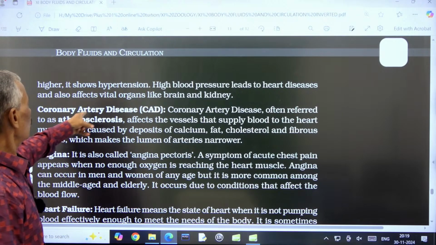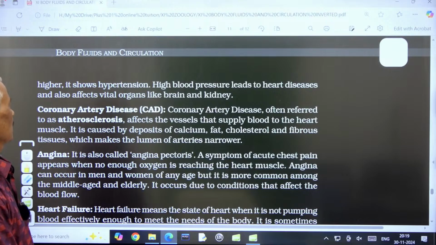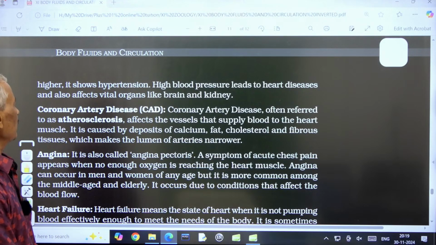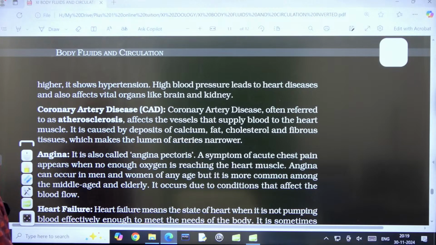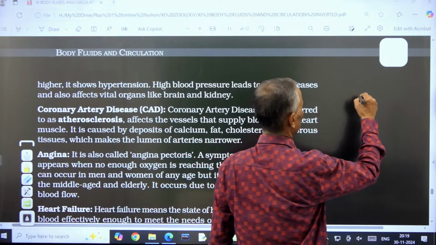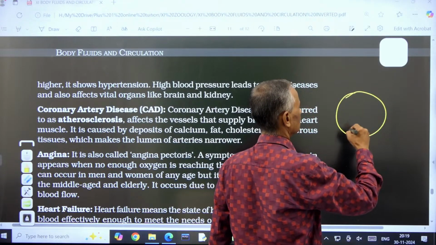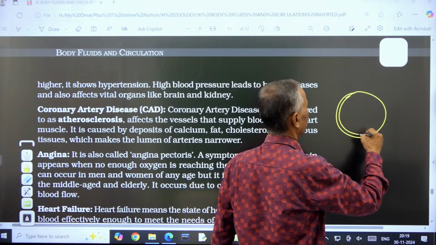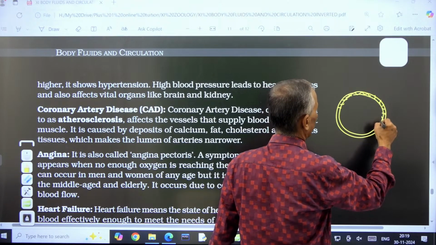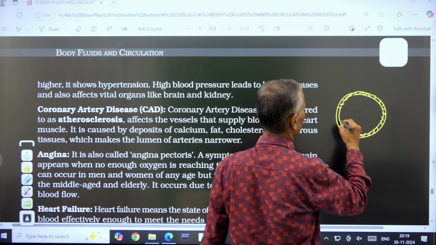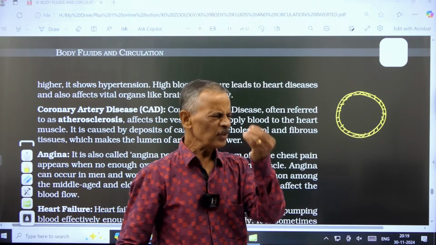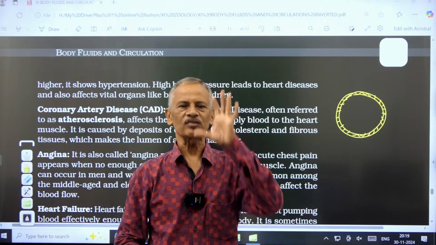Then, coronary artery diseases. What is coronary artery disease? It is called atherosclerosis. What is atherosclerosis? This is the blood vessel. You are having the inner lumen of the blood vessel supplying the muscles of the heart. That is the coronary artery. It is a very small artery. Its lumen is also small.